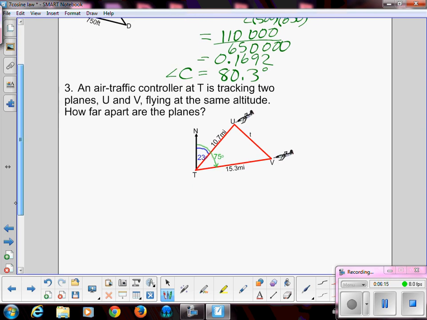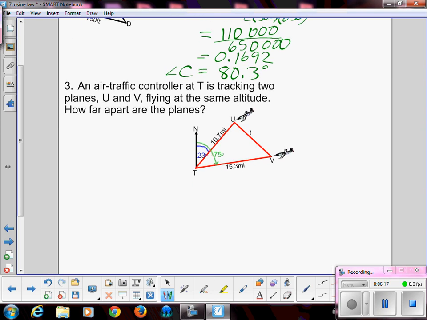Now the next question is an air traffic controller at T, okay, so that's down here at T, is tracking two planes, U and V. Okay, so there's my two planes flying away at the same altitude. So they're at the same altitude, so I don't have to worry that one's higher than the other, because if it was, that would change the whole situation as far as angles go. It says, how far apart are the planes? So in other words, they want us to find side t.